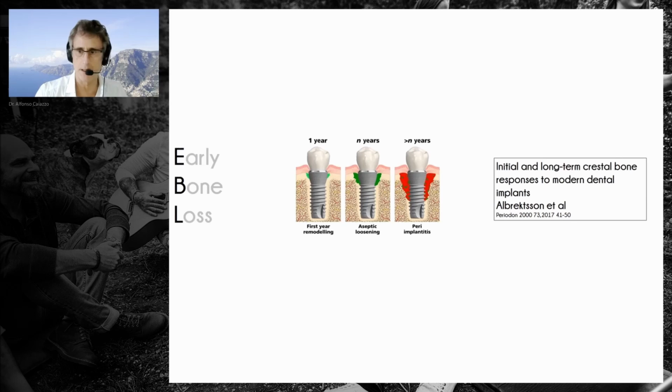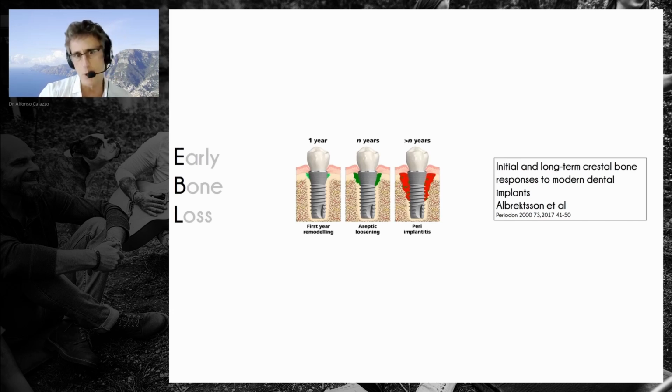But let's look at the bone around the implants when you're placing implants. What happens? Albrektsson in 2017 states that you might see some early bone loss around the implants, and some of it is considered physiological. It's more a remodeling than losing bone. But if you lose more than a small remodeling and start having an aseptic loosening, what you see after 1 year matters. If you lose a little amount of bone up to 1 year, this is considered physiological.